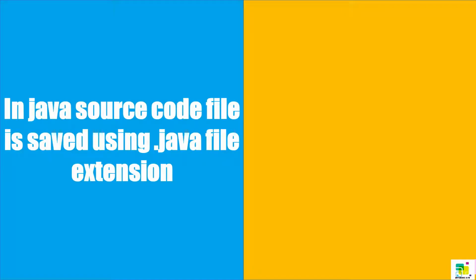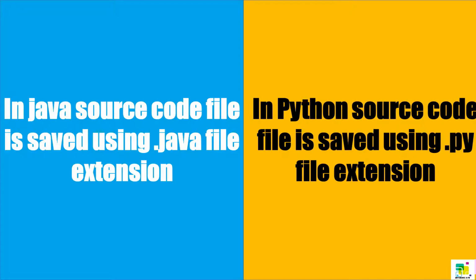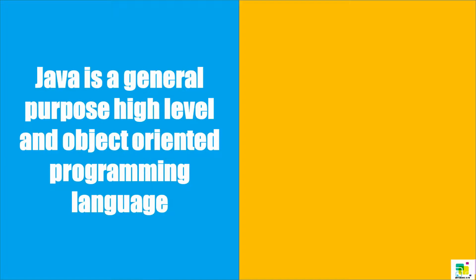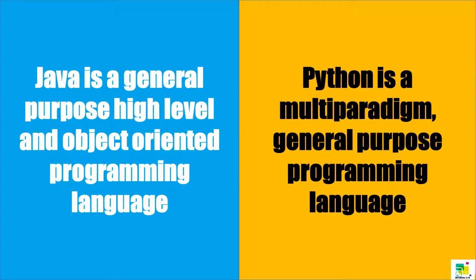In Java we use the .java extension to save the code. In Python, the source code file is saved using the .py file extension. Java is a general-purpose, high-level and object-oriented programming language. And Python is a multi-paradigm, general-purpose programming language.